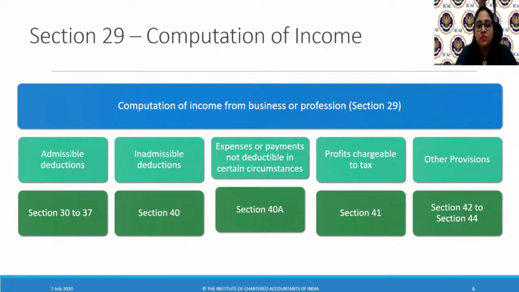Then expenses or payments not deductible in certain circumstances. There are certain expenses under section 40A which are not to be included if there is some default in them. If there is some default in them, and that expense is already reduced from my accounting standard profit, I will add it back. Then profits chargeable to tax. Along with section 28, there are certain profits in section 41 which are to be added in your business income. So if not already added, I will add them. Plus there are other provisions from section 42 to 44 which we have to study. So this is what the summary of my PGBP looks like.